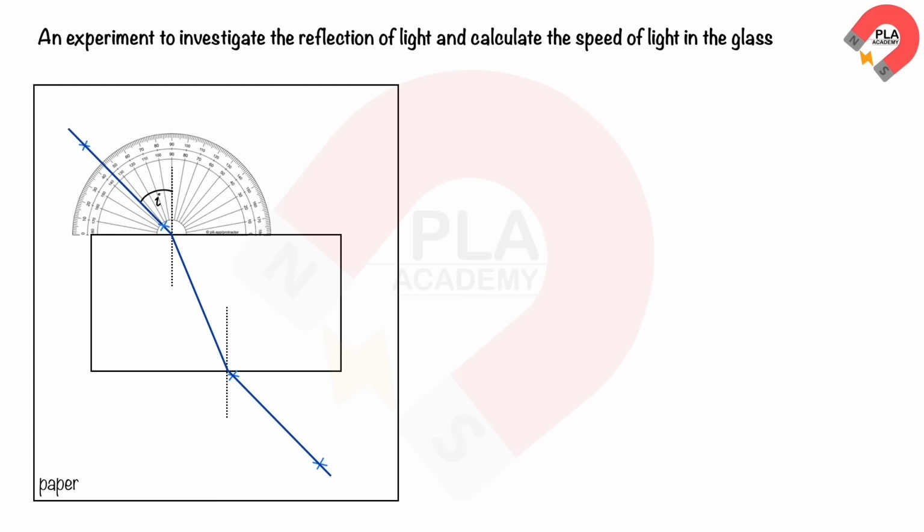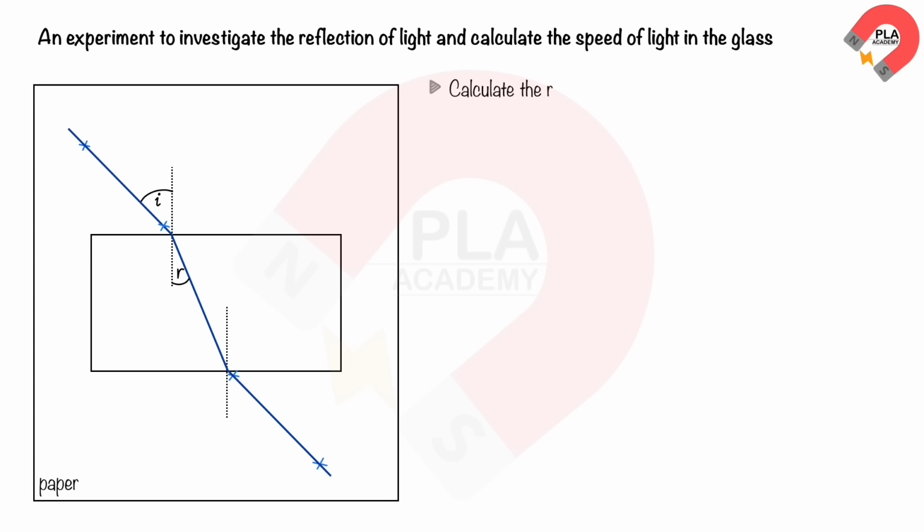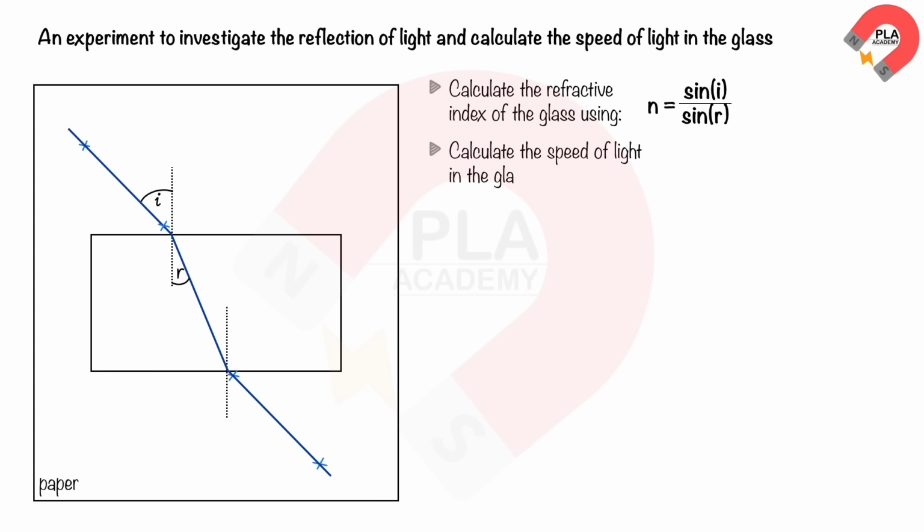Measure the angle of incidence, I, and the angle of refraction, R. Calculate the refractive index of the glass using n equals sin I over sin R. Calculate the speed of light in the glass using the formula v equals c over n.